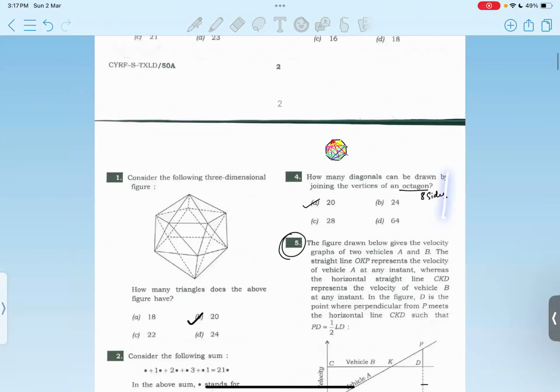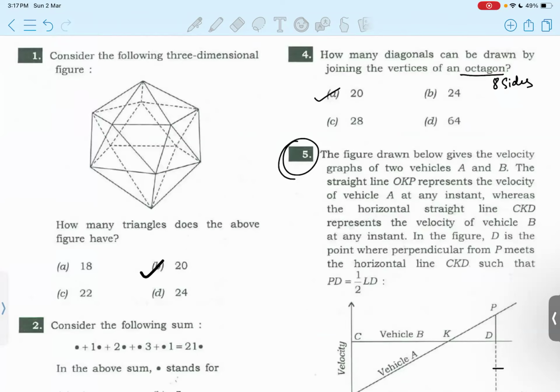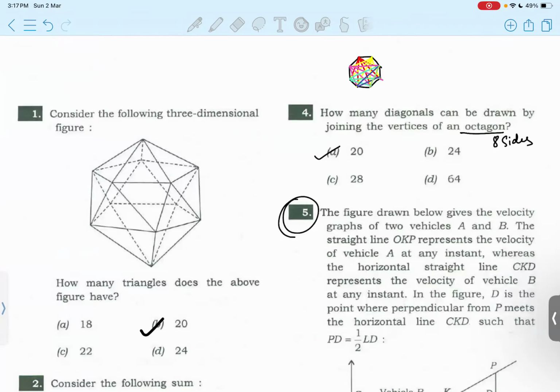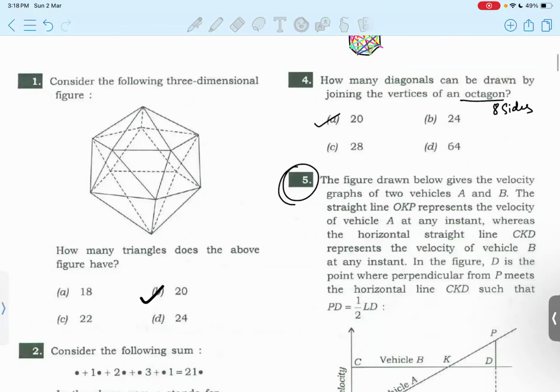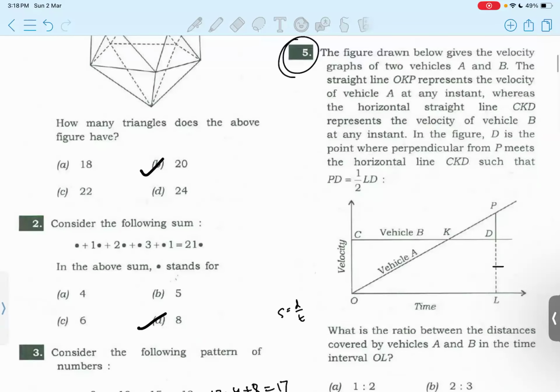Okay, then question number 4. It is asking us how many diagonals can be drawn by joining the vertices of an octagon. So octagon means that the figure will have 8 sides. So that's how you can draw an octagon. If you count the number of sides, it would be 8. You have to join them and you can then identify the number. So it would be 20. Option A.